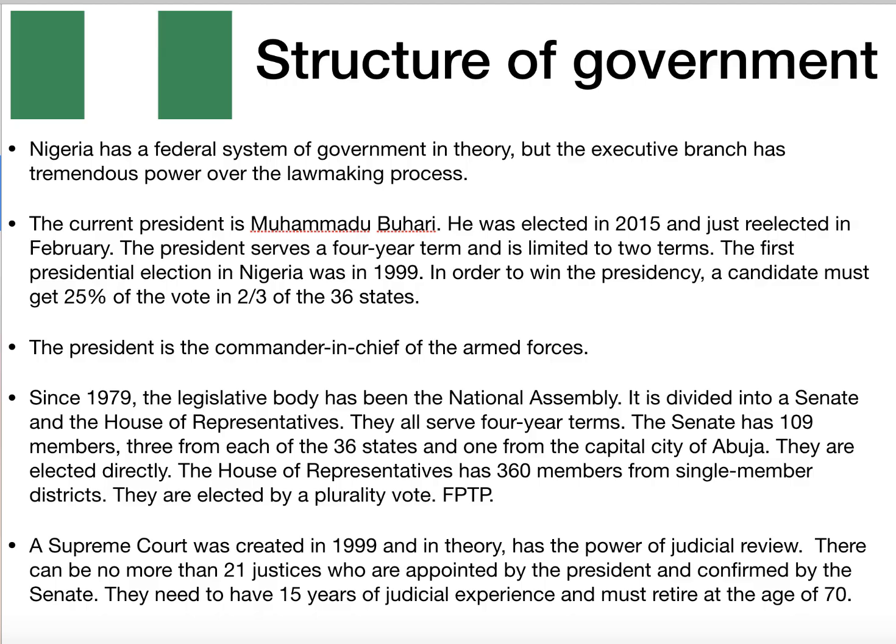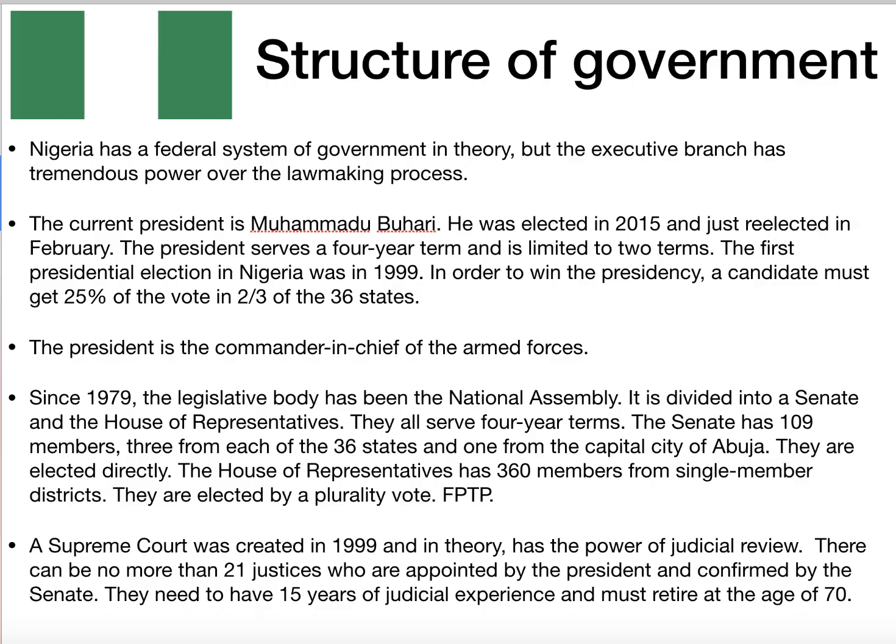Now, as far as their legislature, same as the US. They just call it the National Assembly, but the divisions are the Senate and the House of Representatives. All of them serve 4-year terms. The Senate has 109 members. There are 36 states in Nigeria. Each state receives 3 senators, and then they add one for the capital city of Abuja. All of those elections are direct elections. The House of Representatives has 360 members, and they're, again, all single member districts. So Nigeria uses first past the post, just like the American system.